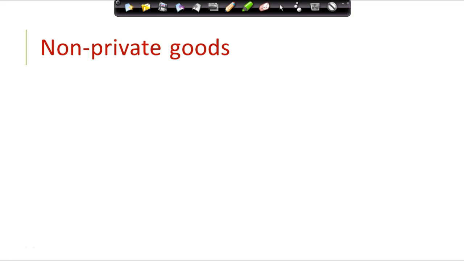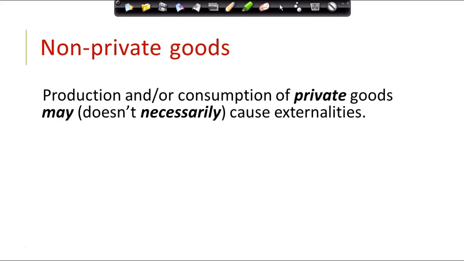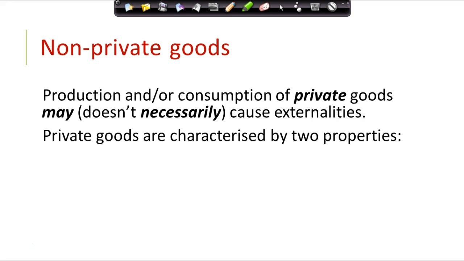Coming now to non-private goods. We know that the production and or the consumption of private goods may cause externalities. We just talked about that very briefly. Private goods are characterized by two properties. One is excludability. That is, when you purchase or own a private good, you can exclude others from enjoying the benefits of that good when you consume it.